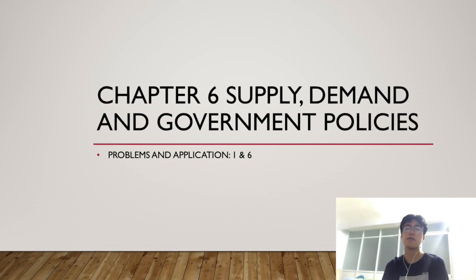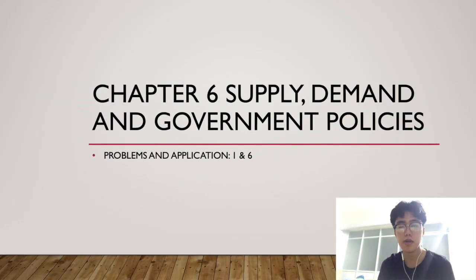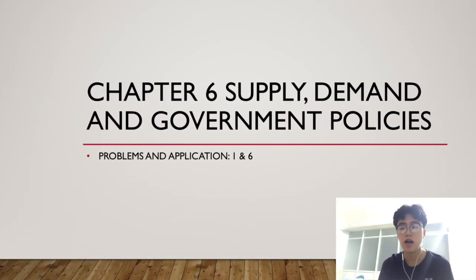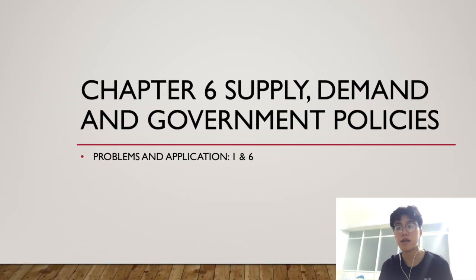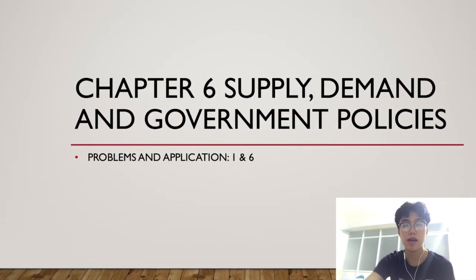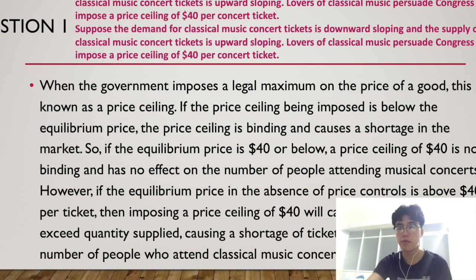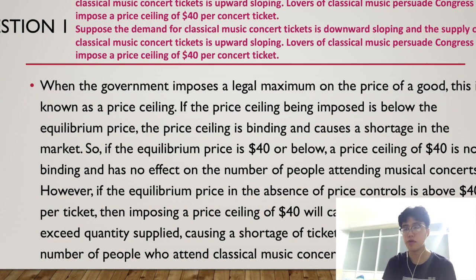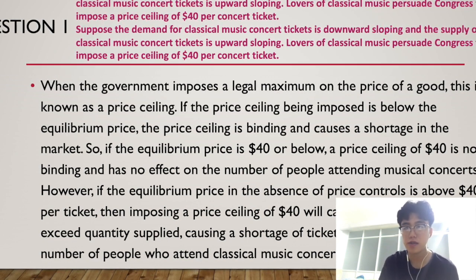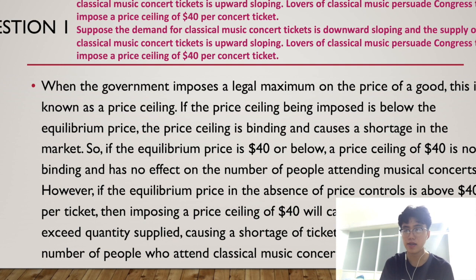Hello everyone, today I'm going to present to you problems and applications 1 and 6 of chapter 6, supply, demand and government policies. Question 1. When the government imposes a legal maximum for the price of a good, this is known as a price ceiling.